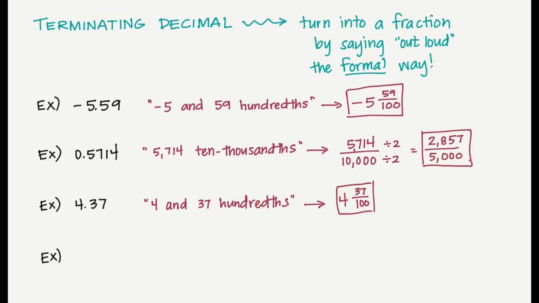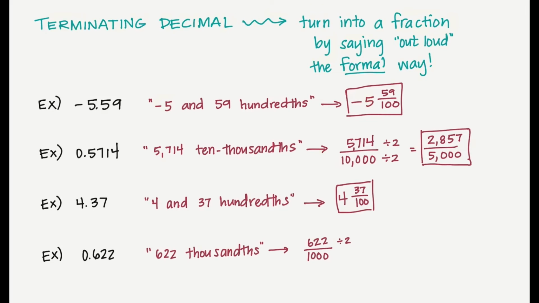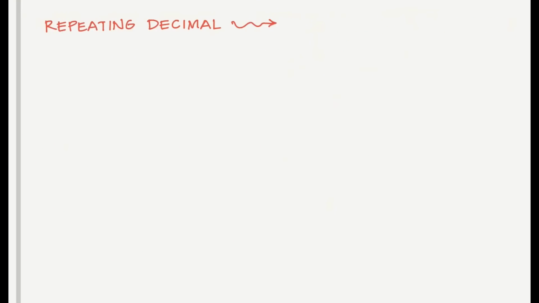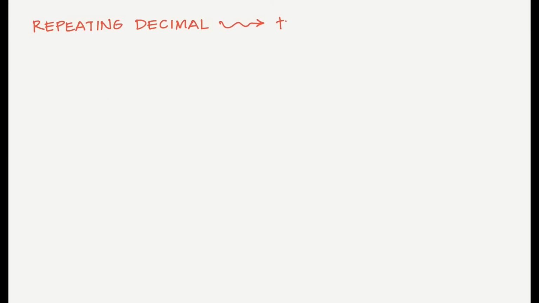Let's go ahead and try one more example. 0.622. So the formal way is 622 thousandths because the final 2 is in the thousandths place. So this is 622 over 1,000, and I can simplify this. I can divide them both by 2, and I end up with 311 over 500. And that's it. Let's move on now to repeating decimals.